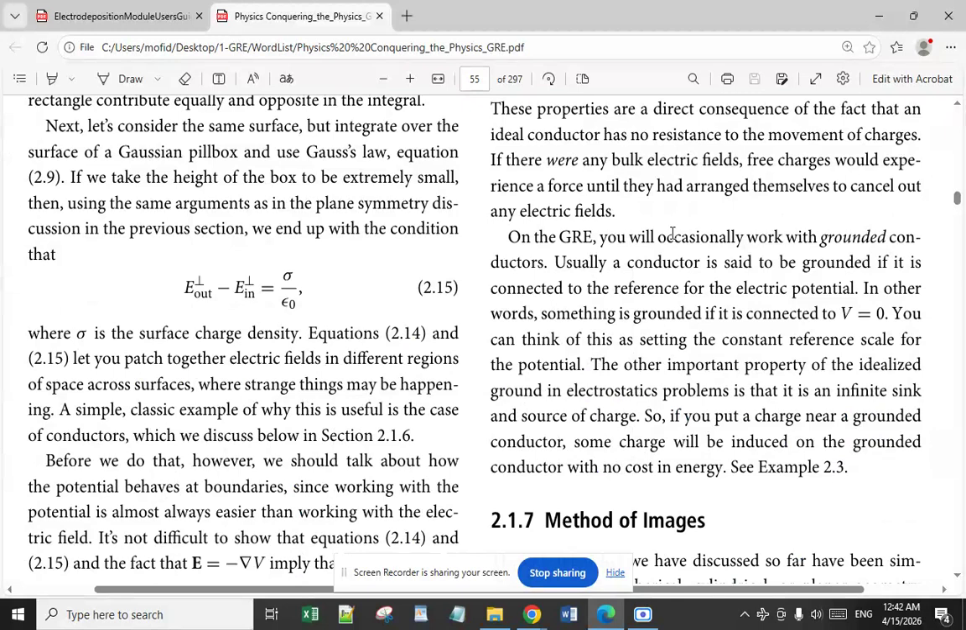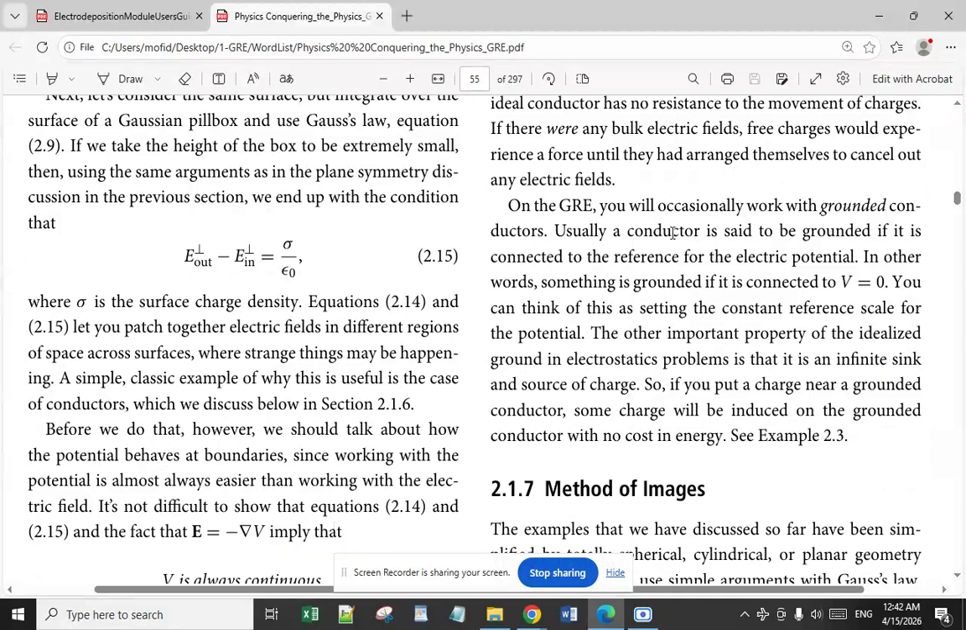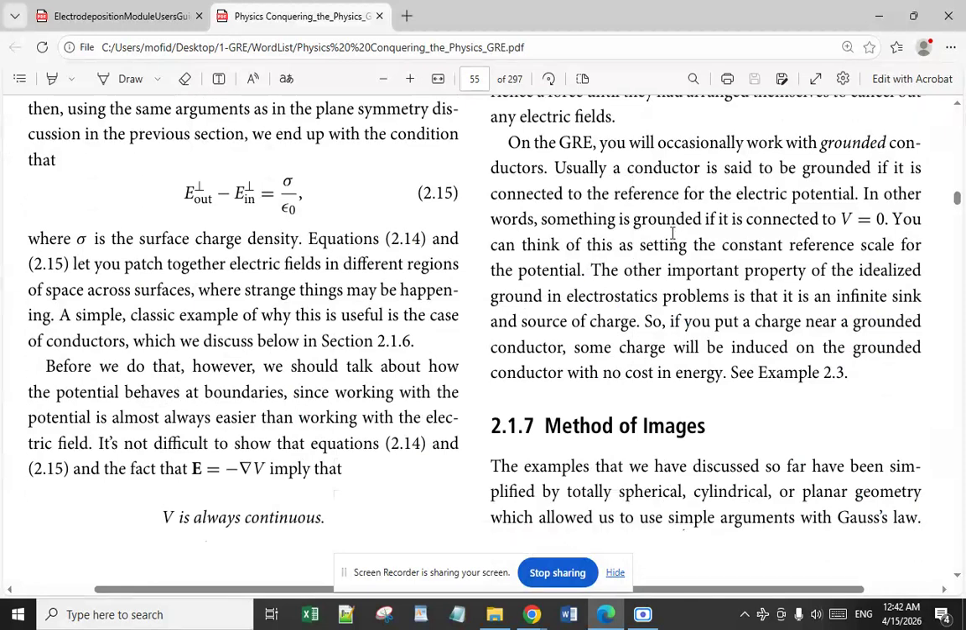A simple classic example of why this is useful is the case of conductors, which we discuss below in section 2.1.6. Before we do that, however, we should talk about how the potential behaves at boundaries, since working with the potentials is almost always easier than working with the electric field.